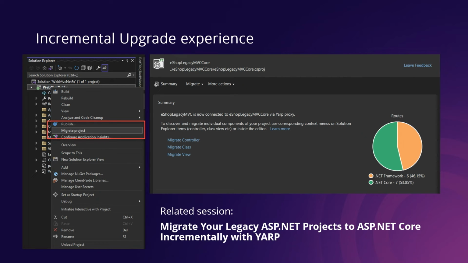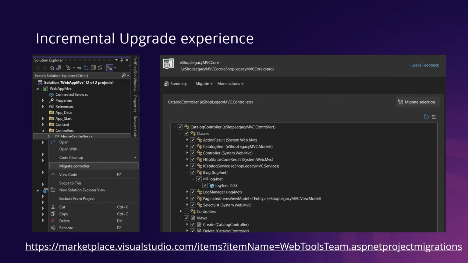But to just give a taste of what it looks like, you can see once you have that VS extension installed, you're able to right-click on a project in the Solution Explorer and choose Migrate Project. That will walk you through some new UI in that extension. It will show you which portions of your project are already migrated, which ones still need to be migrated. It will set up that project for you, wire it up with YARP. And then from there, you can begin choosing individual controllers that you want to migrate.